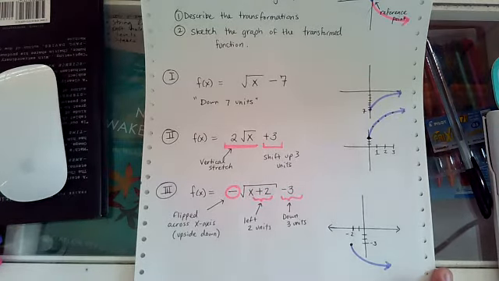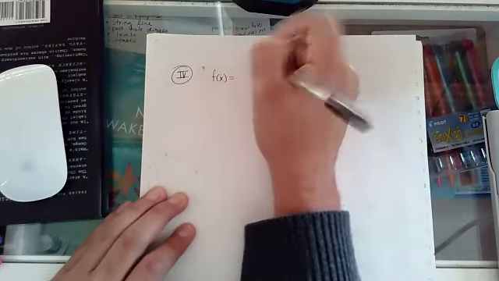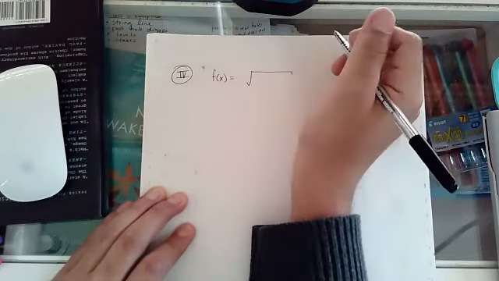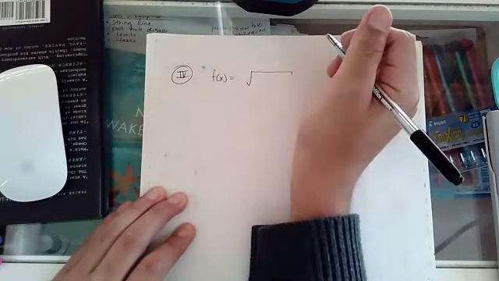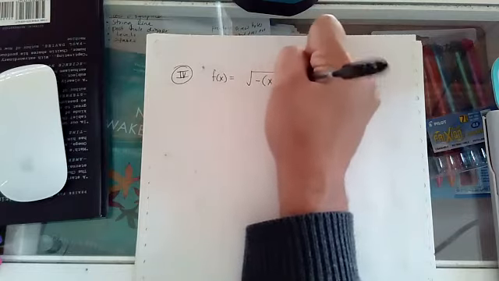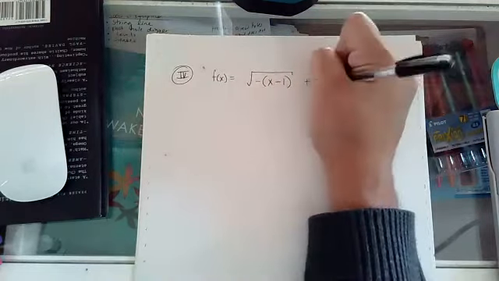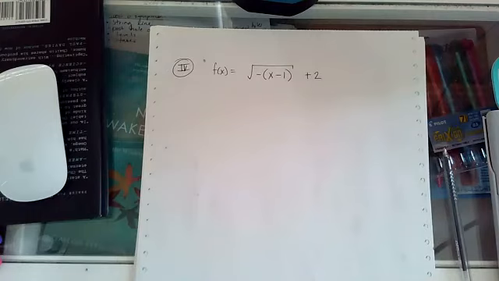Let's think about this next graph. So 4, since I'm going to keep up my Roman numerals. F of x is equal to the square root of negative x minus 1, plus 2. Okay. So think about that for a minute and draw a sketch of what you think that this graph will look like.